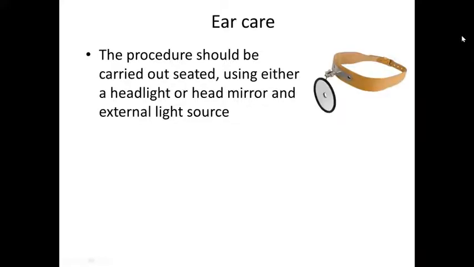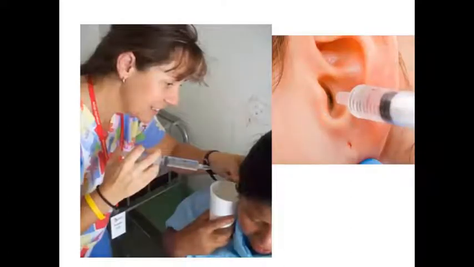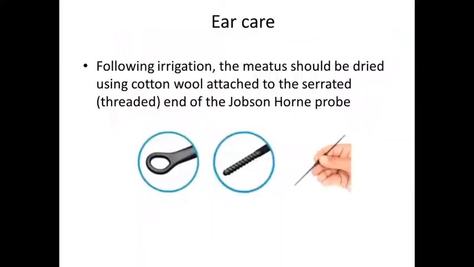Ear care. The procedure should be carried out seated, using either a headlight or head mirror and an external light source. In this picture, you may see the irrigation of the meatus, and following irrigation, the meatus should be dried using cotton wool attached to the serrated or threaded end of the Jobson Horne probe, a special probe for these purposes.